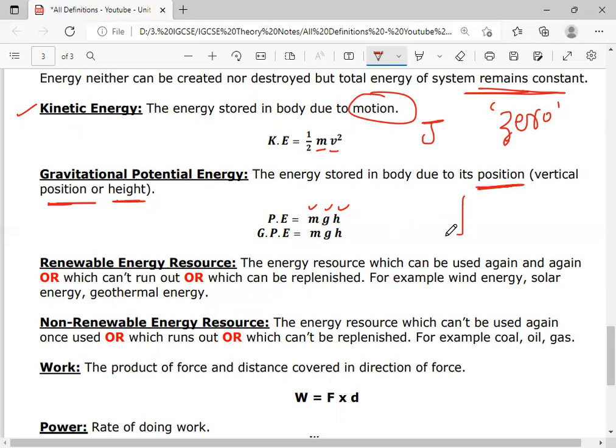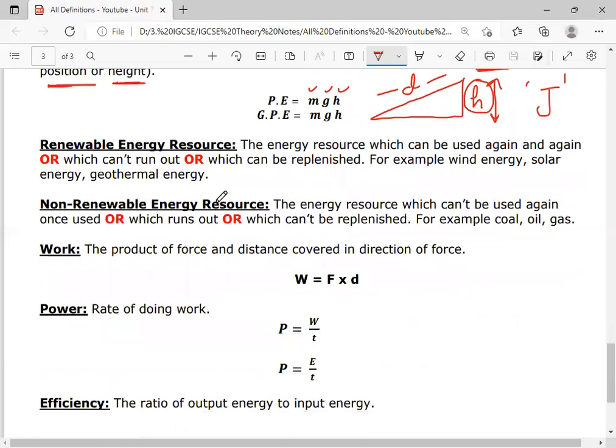Like this, this will be considered as distance, and this will be considered as height. So in the formula of potential energy, we will consider this height, and definitely this is a type of energy, so its unit will also be joules. So the unit of both kinetic energy and potential energy will be joules.